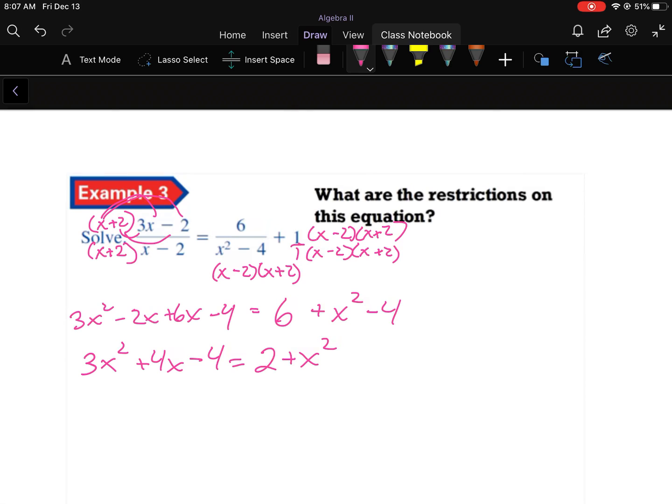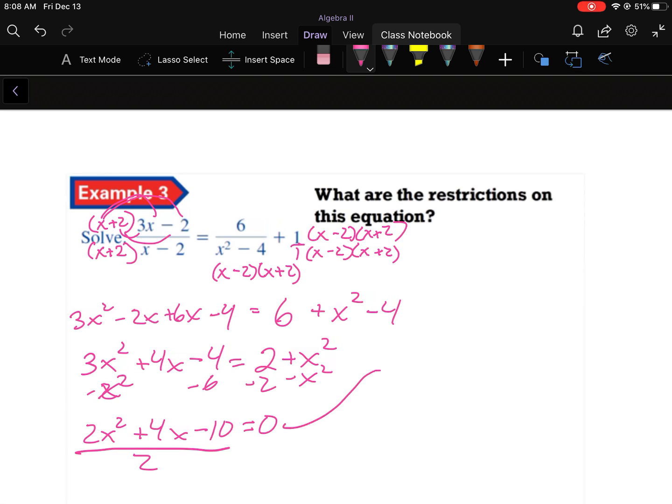It looks like I got a quadratic, so I'm going to solve by factoring or the quadratic formula, but either way I gotta get all of my other stuff moved over to the left-hand side, so it's equal to 0. Greatest common factor is 2, so I'll take that out. And if I come up here, I got x squared plus 2x minus 5.